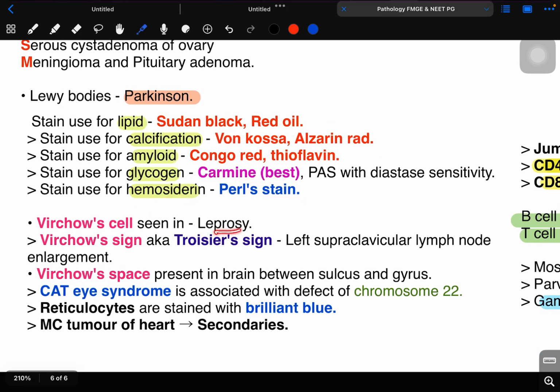Virchow's cell is seen in leprosy. Virchow's sign, also known as Troisier's sign, is seen in left supraclavicular lymph node enlargement. Virchow's space is found in the brain between sulcus and gyrus. So Virchow's cell, Virchow's sign and Virchow's space.